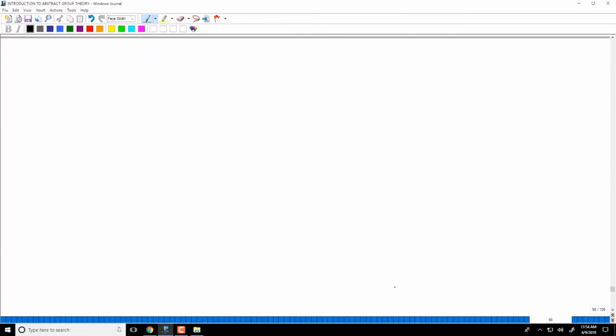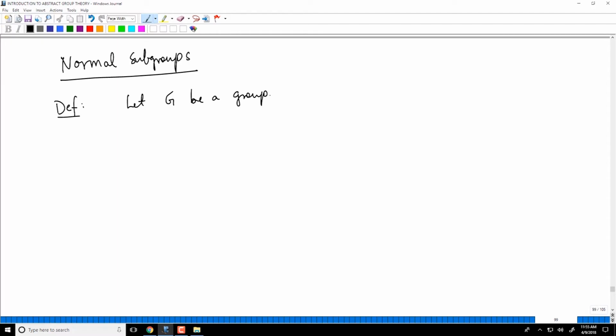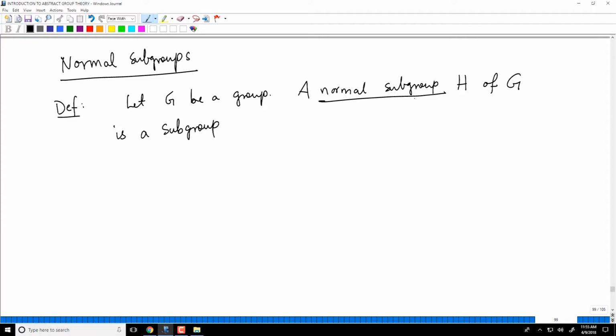Okay, so with that, let me now define an important concept of normal subgroups, which is related to both the notion of subgroups and group homomorphisms. So the definition is, let G be a group. A normal subgroup H of G is a subgroup. So I am putting an adjective before subgroup. It's a normal subgroup. So it first must be a subgroup and it must satisfy more conditions.